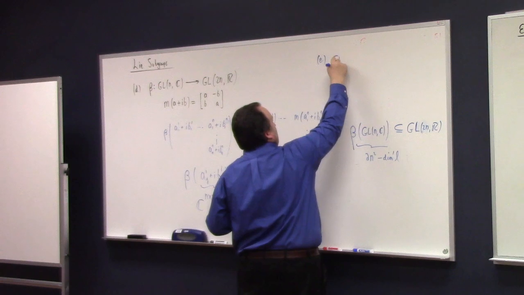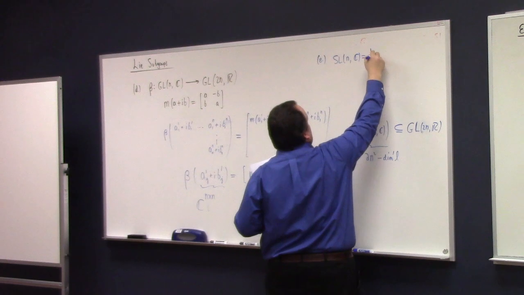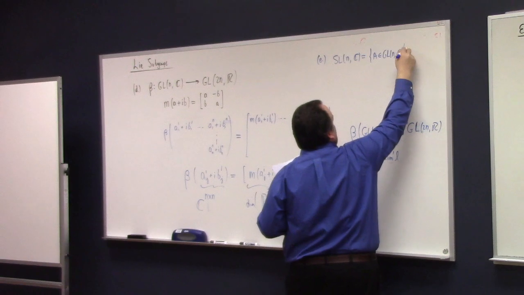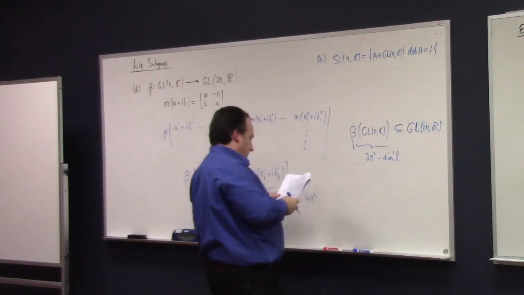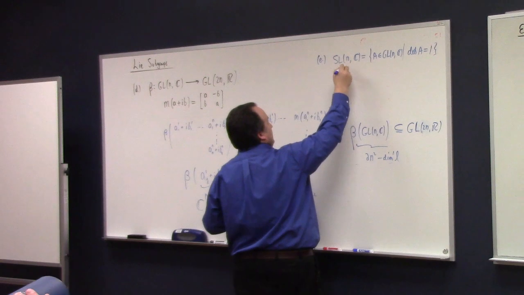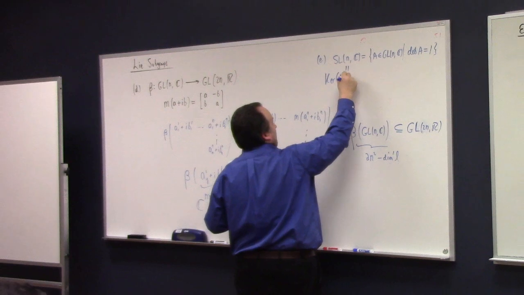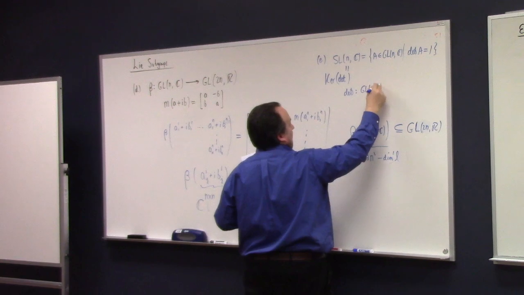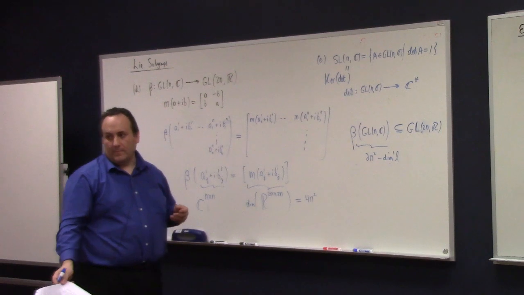What do you guys think? SLNC was going to be what? It's going to be like A in GLNC such that the determinant of A equals 1, right? And so you can look at this. So basically this is equal to the kernel of the determinant, where determinant is a mapping from GLNC to the non-zero complex numbers.